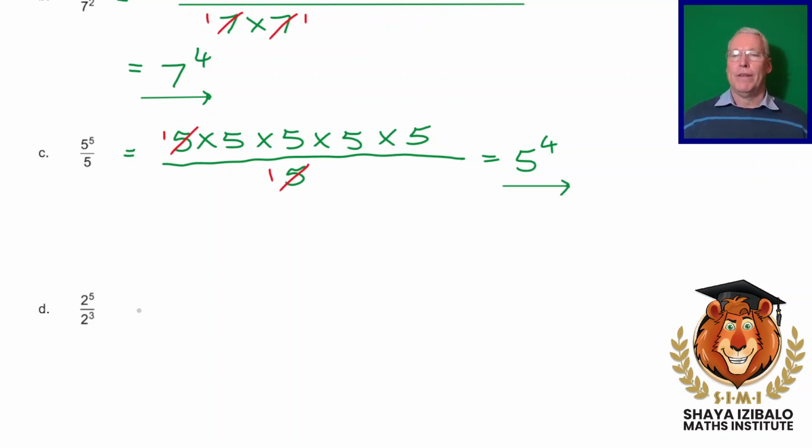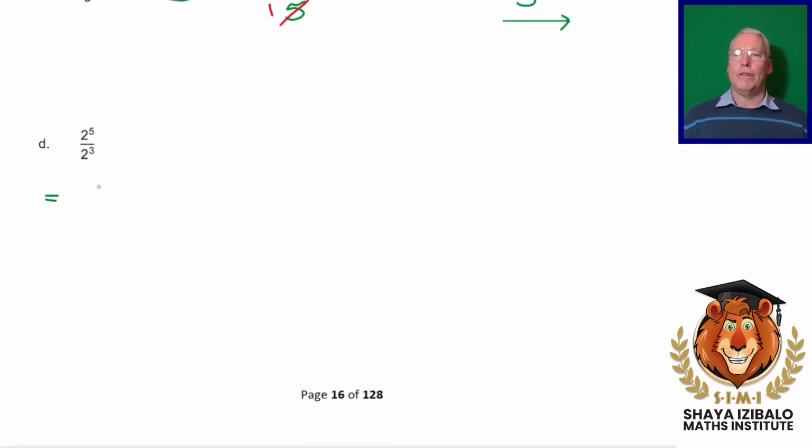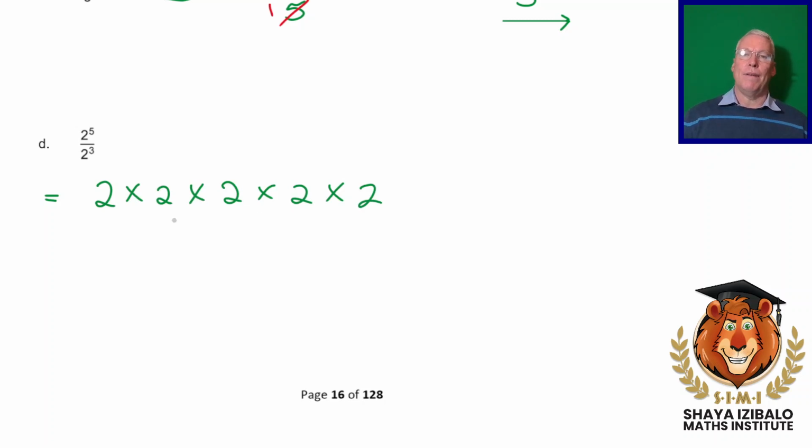Okay, next one, 2 to the 5 over 2 to the 3. That's 5 2's multiplying together. There they are, 5 of them. And on the bottom, we've got 3 2's multiplying together.